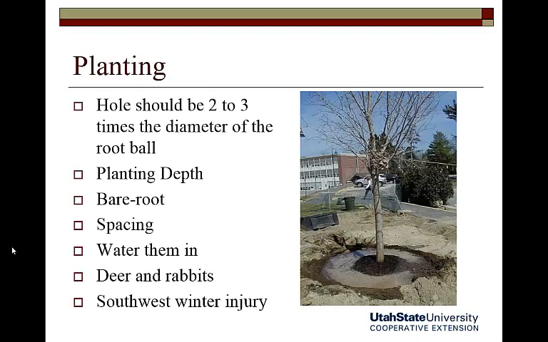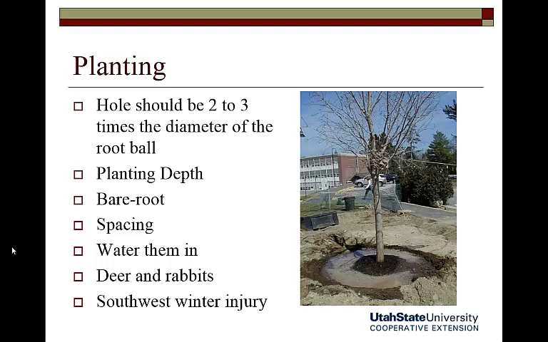I don't want to go into much detail here if I don't need to. You probably have talked about some of this in some of your other classes. One thing I do want to mention is the diameter of the hole that we're going to be planting our tree in: 2 to 3 times the diameter of the root ball. So if this root ball is 2 feet, I want to make sure that hole is 4 to 6 feet wide. That's going to guarantee that those roots start growing out into that soil. Backfill with the native soil.